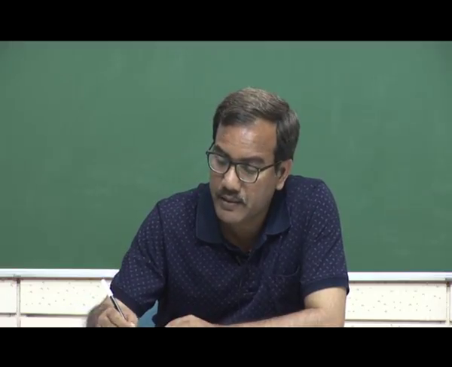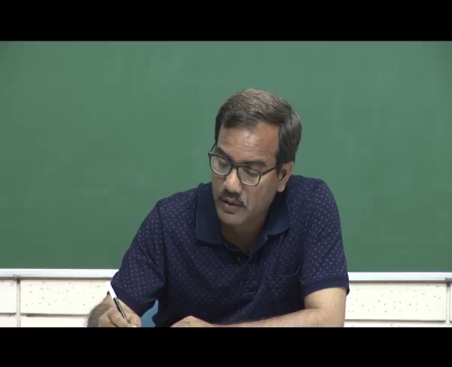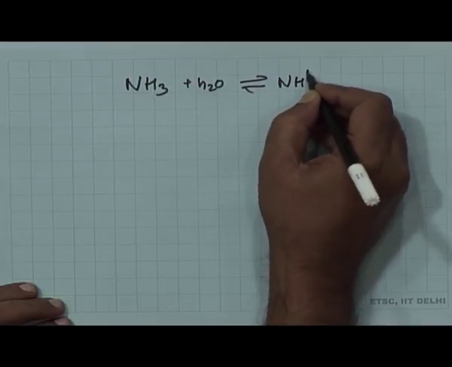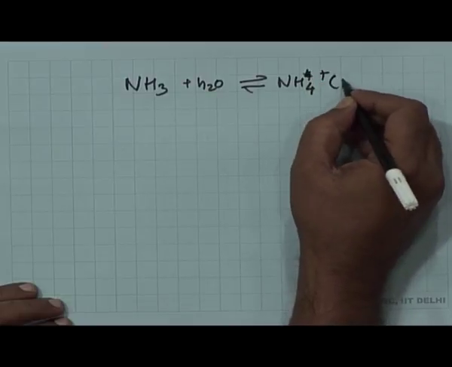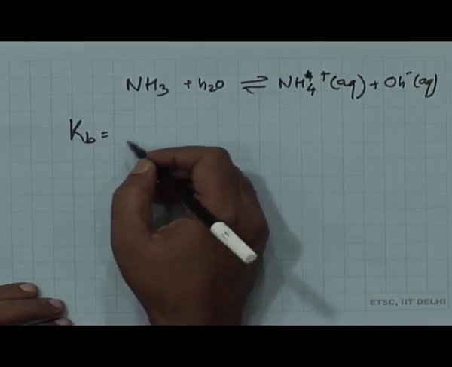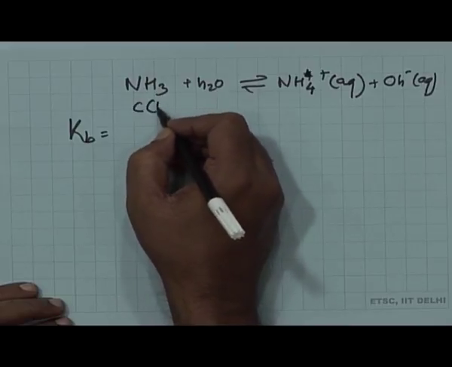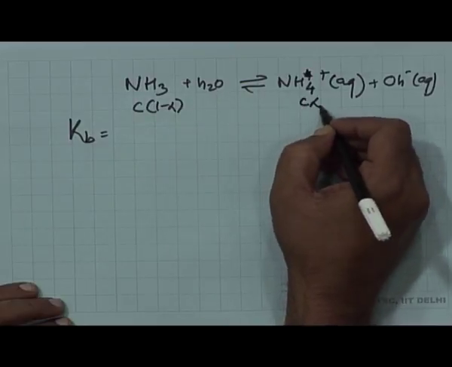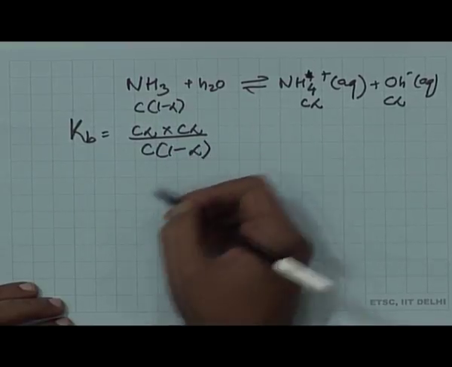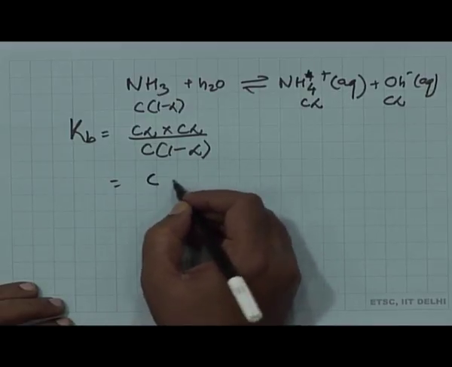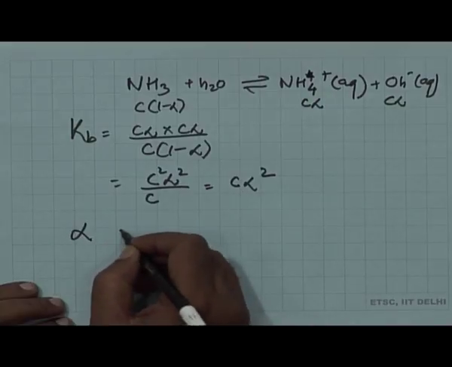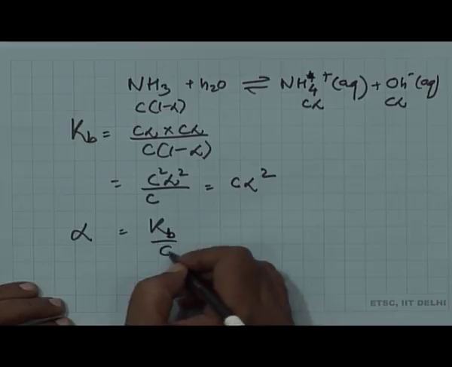Now, similarly, we can take another example of a weak base. For example, we can start with ammonia solution, giving NH4 plus aqueous plus OH minus aqueous. So, K B is equal to, similarly here we can write C 1 minus alpha, which is almost constant, C alpha, C alpha. So, C alpha into C alpha divided by C 1 minus alpha. Again, since it is a weak base, we can simply write C square alpha square by C, or C alpha square. So, alpha is equal to the square root of K B by C.